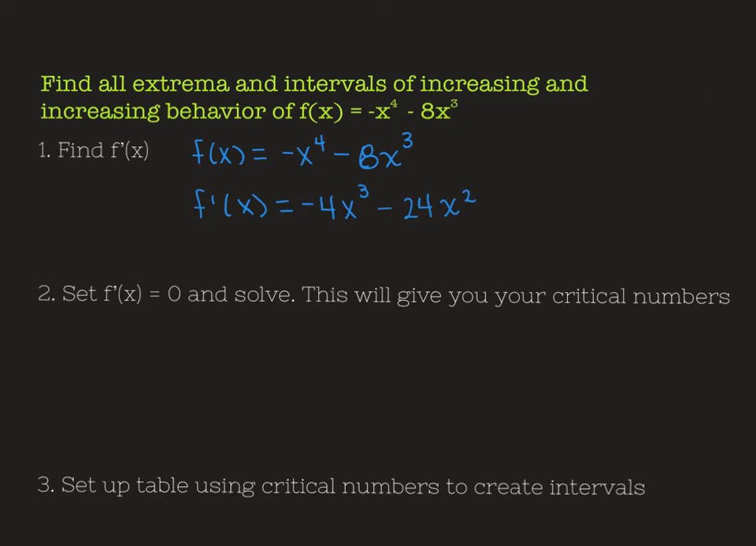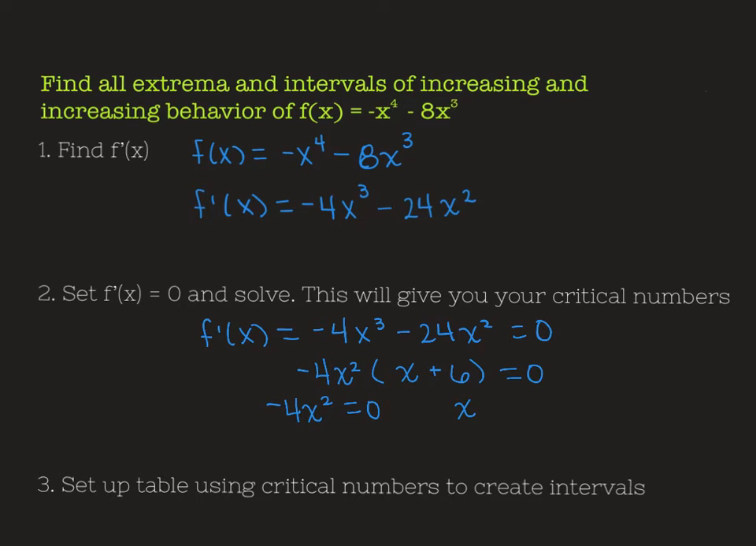Okay, and now we can move down to step 2. And step 2 is going to be when we take this derivative. So I'm just going to write it here again. And we're going to set this equal to 0 and solve. So we set equal to 0. I'm going to notice what I can factor out. I can factor out a negative 4 and an x squared. So that means I'm going to be left with x plus 6. So we can set each factor equal to 0. So we have negative 4x squared equal to 0 and x plus 6 equal to 0. And when we do, you can see that we're going to have x equals 0 and x equals negative 6. These are our critical numbers.